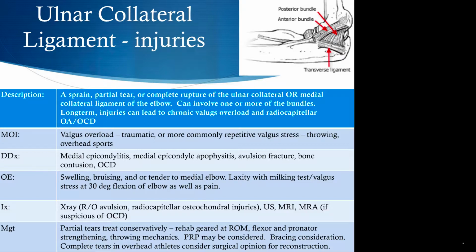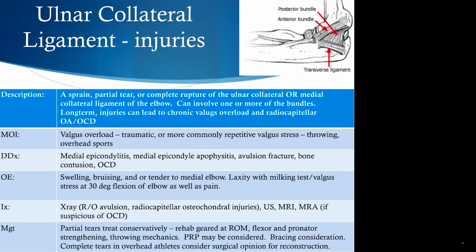Imaging: X-ray is usually helpful to rule out avulsion or radiocapitellar osteochondral injuries, and an ultrasound can be useful in assessing the ligament as it's quite superficial. MRI or MRA, if suspicious of an osteochondral defect, can also be helpful.